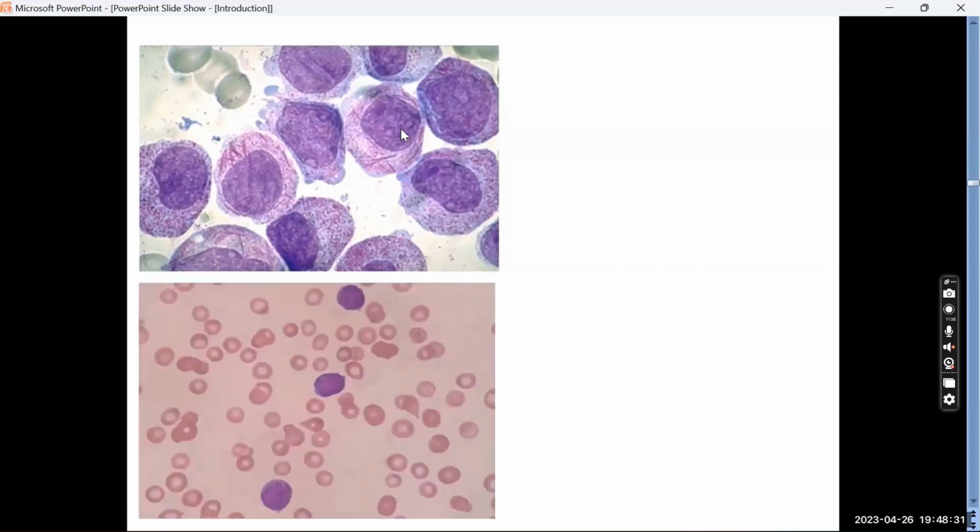But let me tell you, when you get a morphology like this, by morphology you may call this more like a lymphoid. You say, sir, morphologically it looks like lymphoid. There are blasts, but morphologically it looks like lymphoid, but the confidence level is not 100% as we saw with the previous image of APML.